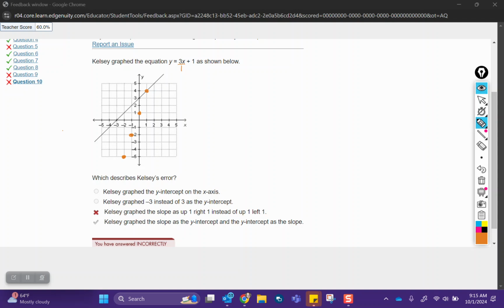If we look at her slope, it looks like she went down 1 over 1, down 1 over 1. So she has the wrong slope. She has the wrong y-intercept. She used a slope of 1 and a y-intercept of 3. She had them exactly backwards. So she graphed the slope as the y-intercept and the y-intercept as the slope. This one's not correct because the slope is not 1. The slope is 3.